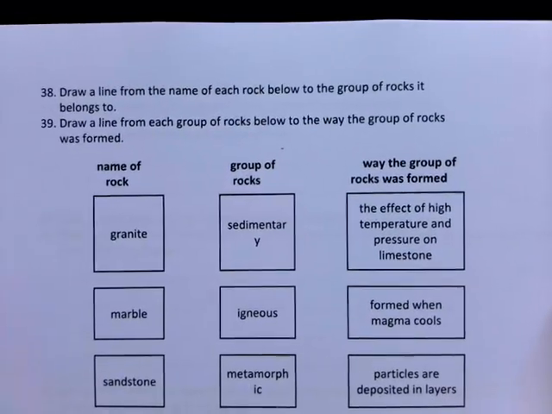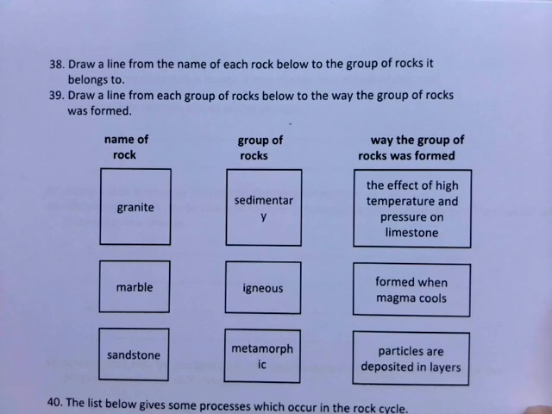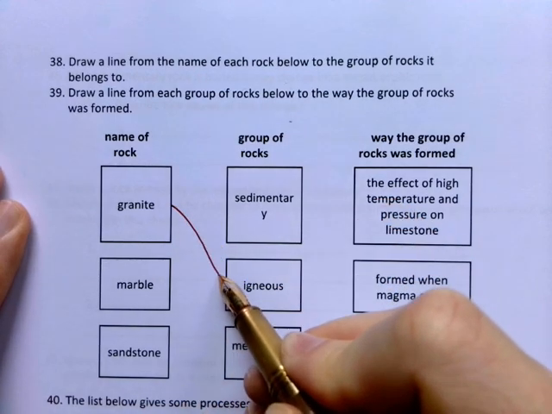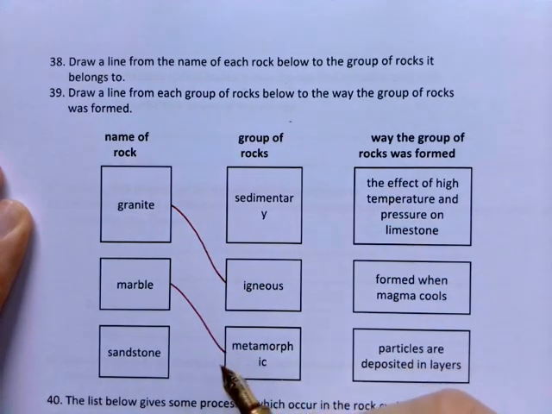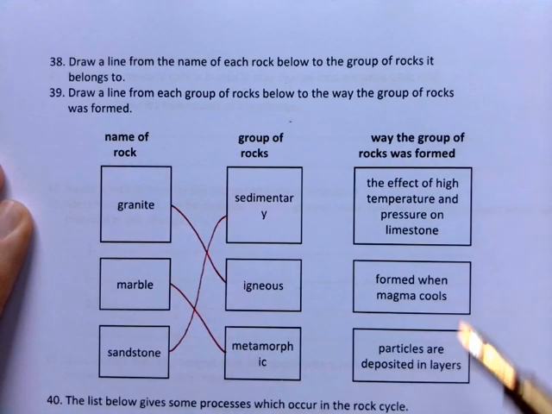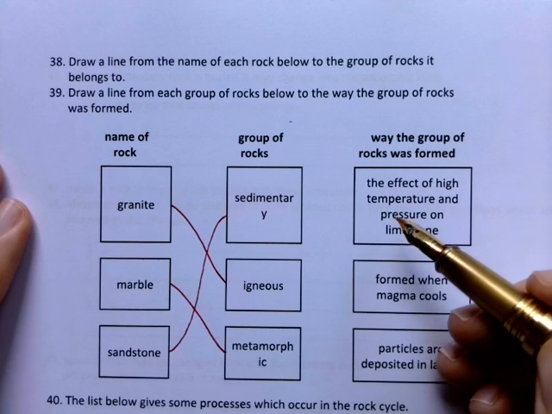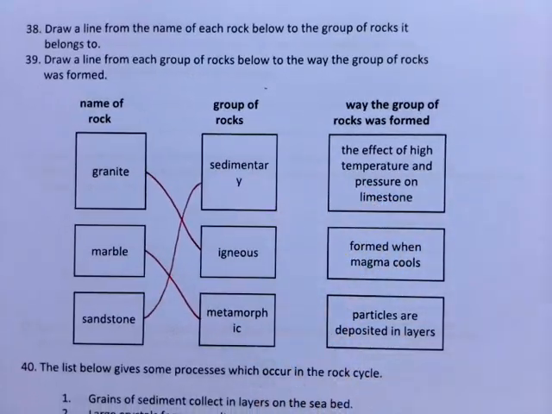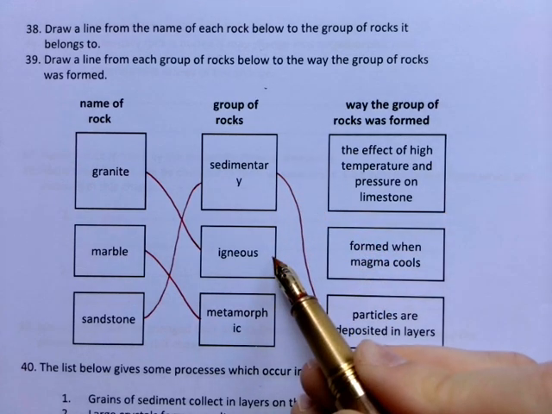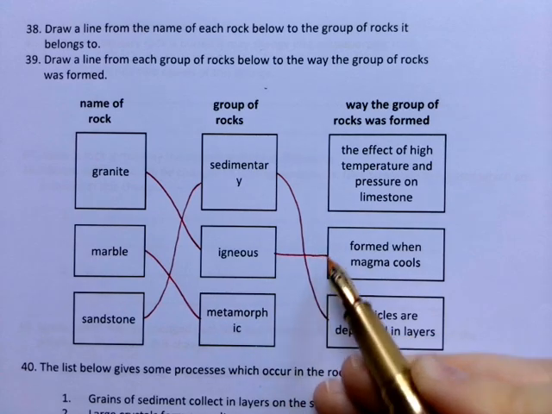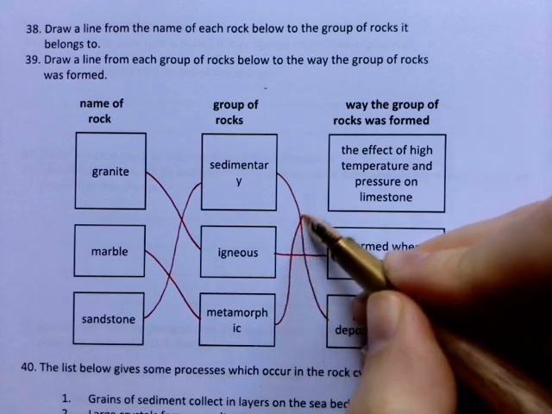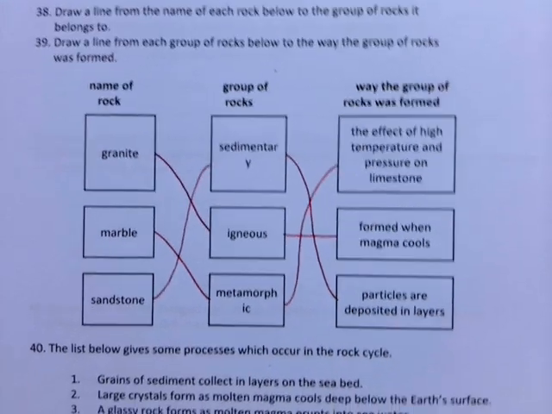38. Draw a line from the name of each rock to the group of the rocks it belongs to. So granite is a type of igneous rock. Marble is a type of metamorphic rock, and sandstone is a type of sedimentary rock. Draw a line from each group of rocks to the way the group of rocks was formed. So sedimentary is formed when particles are deposited in layers. Igneous is formed when magma cools. And metamorphic is the effect of high temperature and pressure. So it should look like that.